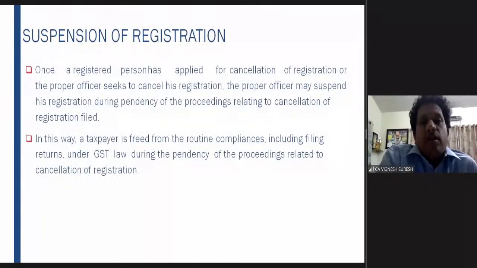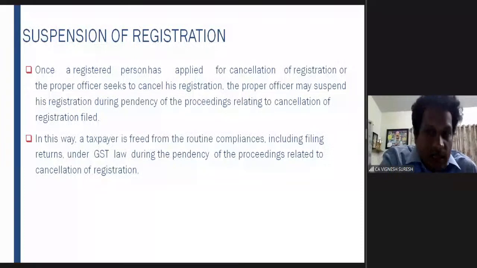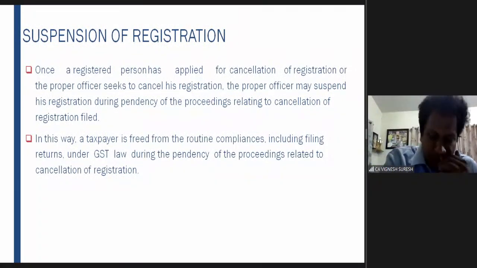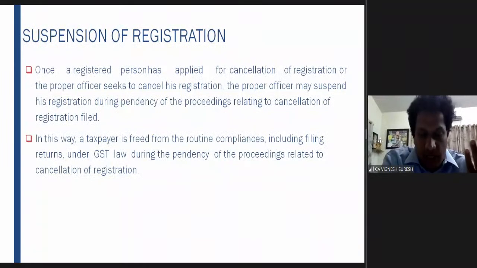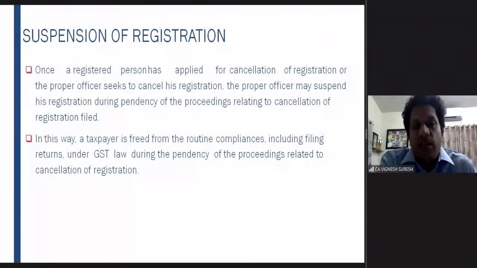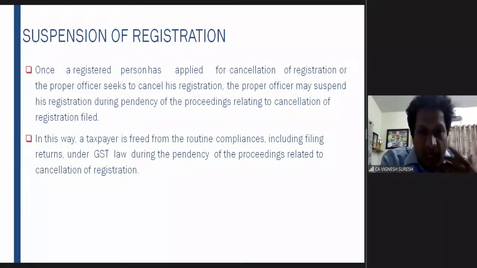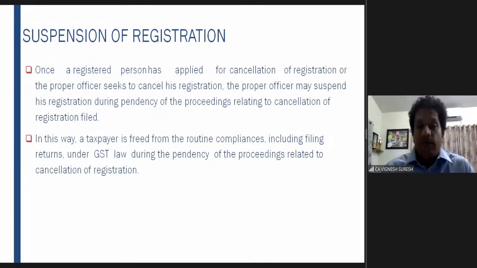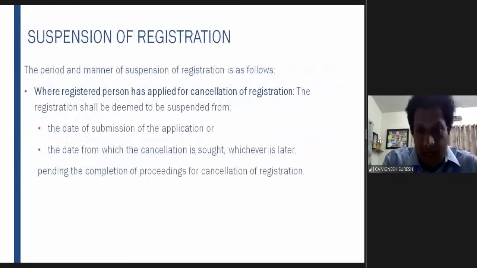Suspension of registration. Once a registered person has applied for cancellation or the proper officer has decided to cancel his registration, he may suspend the registration during the pendency of the proceedings relating to cancellation of registration. So I'm applying for the cancellation of registration, or the proper officer has told me that he'll cancel the registration. Till the time the decision is taken, he may keep my registration suspended. In that situation, if my registration is suspended, I don't need to file the returns, etc. during the pendency of the proceedings. So I don't need to comply with all these things.